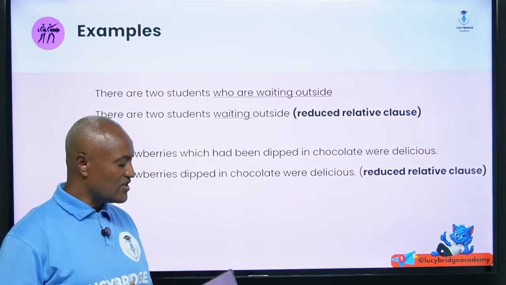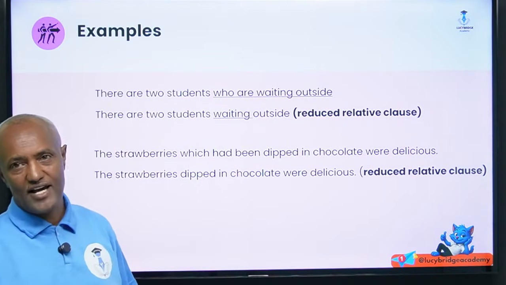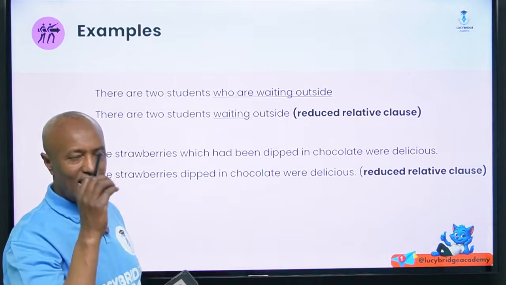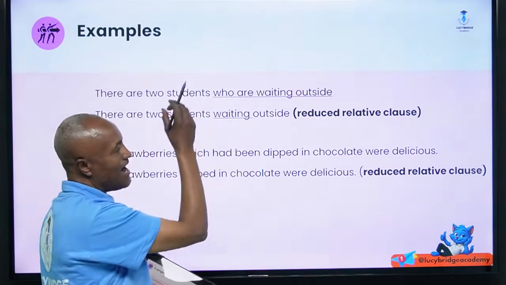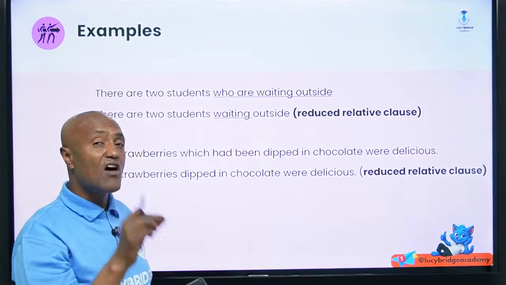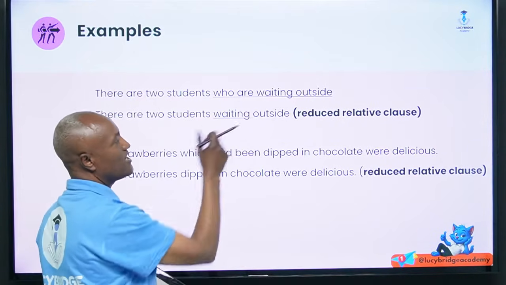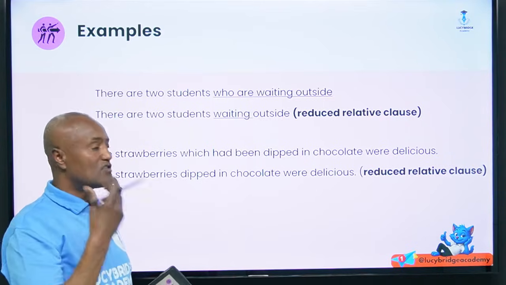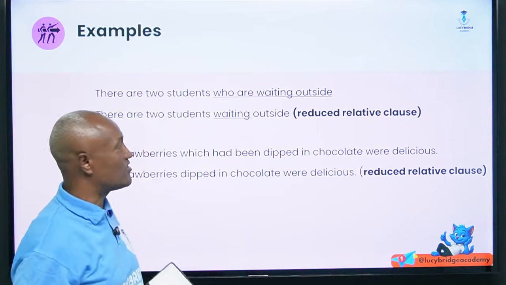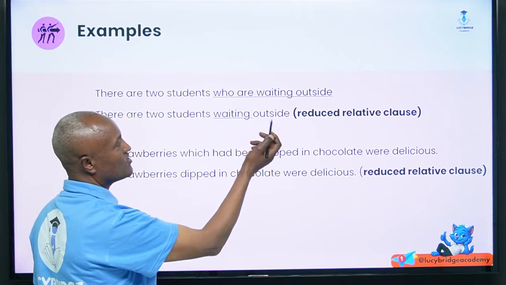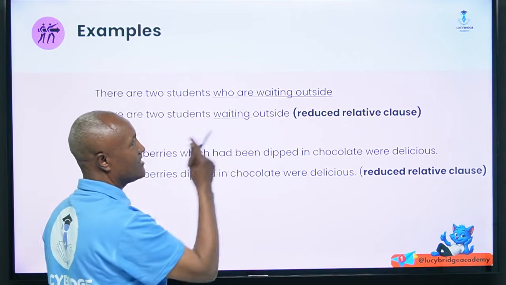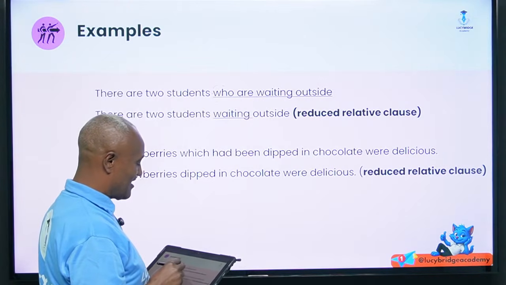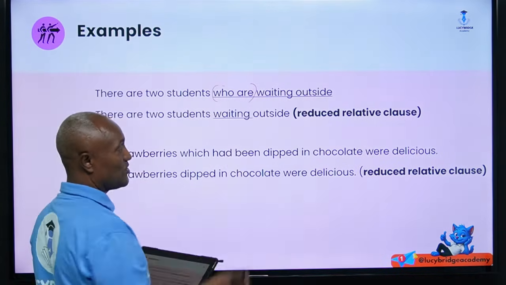Let's see, for instance: there are two students who are waiting outside. Now, the underlined part, who are waiting outside, is a clause. So we identify whether this clause is active or passive. Who are waiting outside is active, because knowledge of passive and active helps you make the reduced relative clause correctly. Here, it is -ing. That's why we reduce who and are, and we are left with -ing.